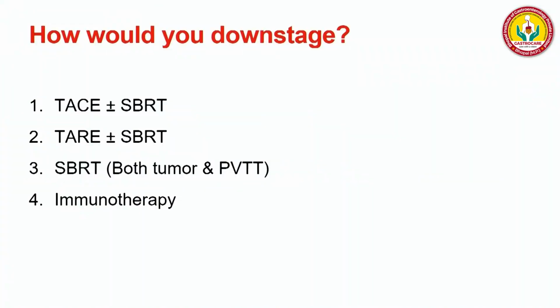That's exactly what happened in this patient. So generally, in a patient who has diffuse infiltrative disease, we don't offer TACE or TARE. Either we use SBRT for both tumor and portal vein tumor thrombus, or we use immunotherapy with SBRT, and that's what we did in this patient.